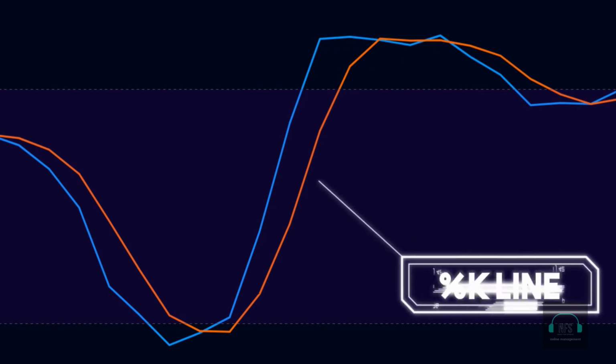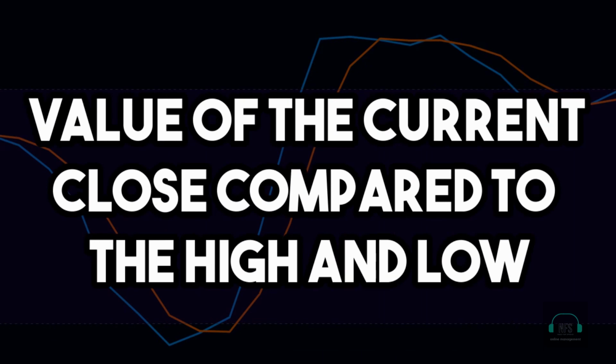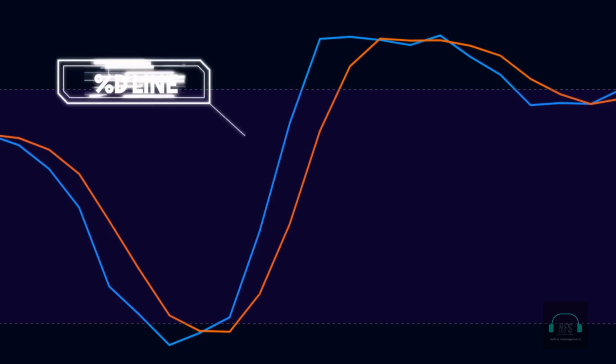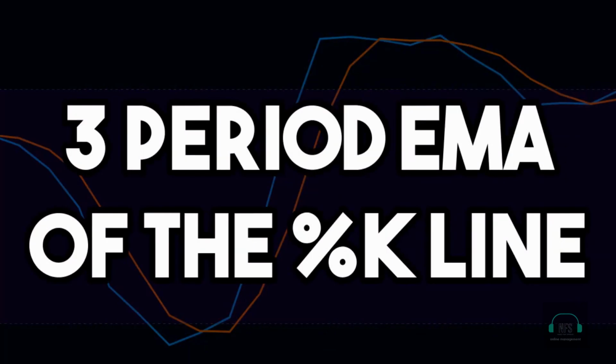The blue line is called the %K line. The %K line simply shows the value of the current close compared to the high and low. The orange line here is the %D line. The %D line is simply a 3-period moving average of the %K line.